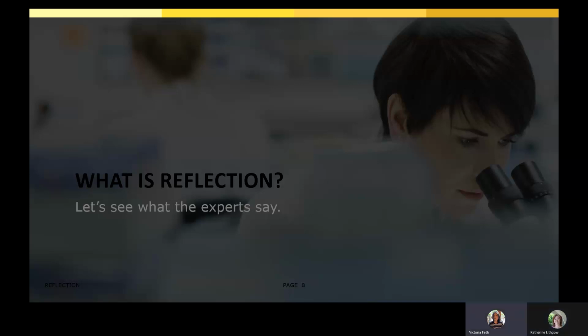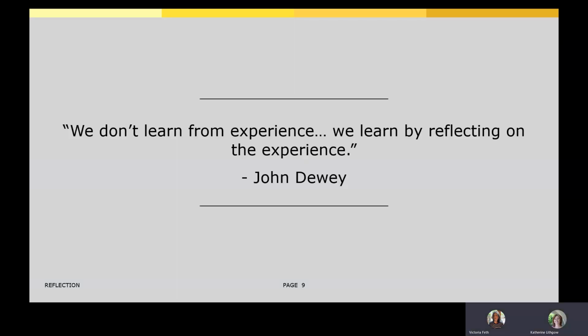All right, so what is reflection? Well, we all probably have an idea of what reflection means to us, but we're going to go back a little bit in time and look at what some of the experts have had to say about reflection and how that informs how we understand reflection today. So one of the main people that we often refer to when thinking about reflection is, of course, John Dewey. So John Dewey said, we don't learn from experience, we learn by reflecting on experience.